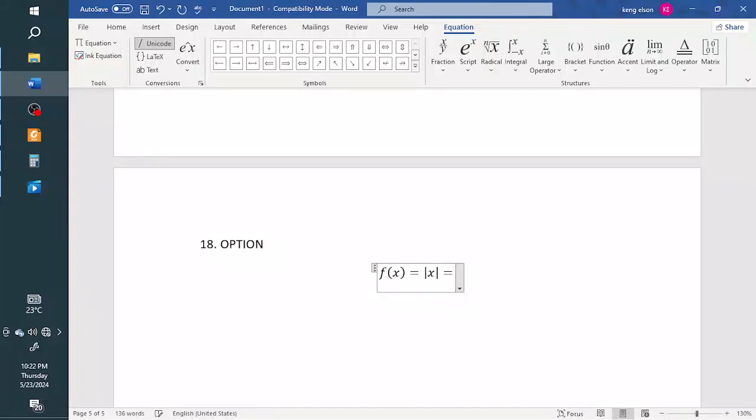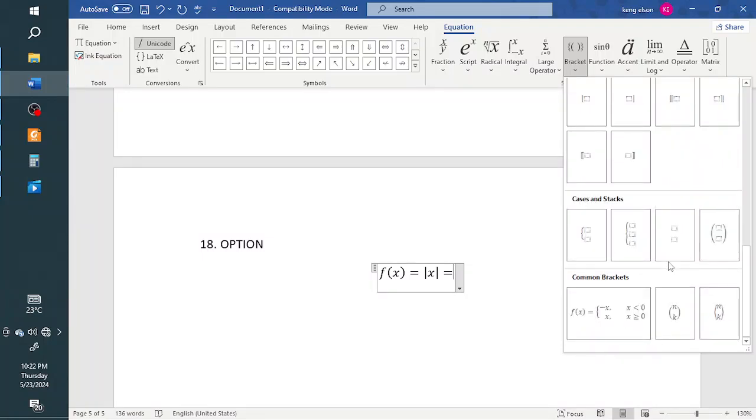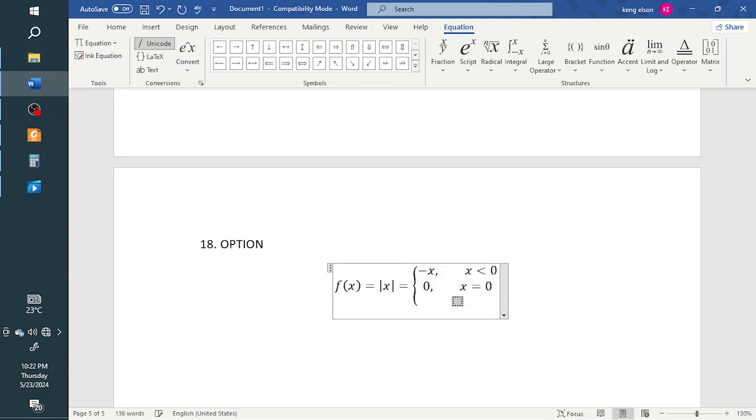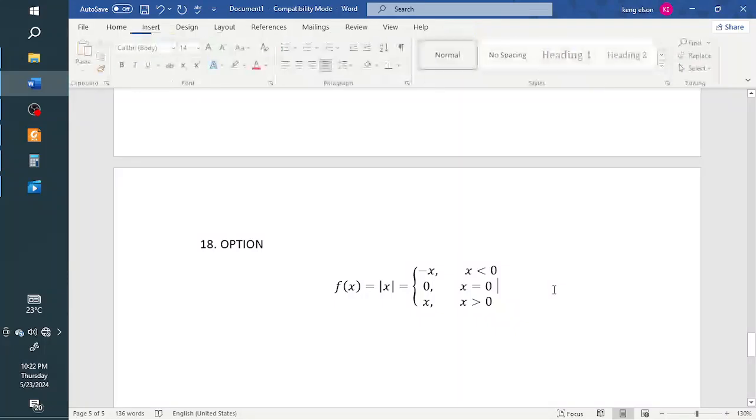I think even Microsoft Word has a standard definition of the absolute value of x. Here it is. So here's a definition of the absolute value of x. Okay, so to have the three intervals, we are going to say that it is 0 when x is equal to 0, and we are going to say it is x when x is greater than 0. Alright, so that is it.